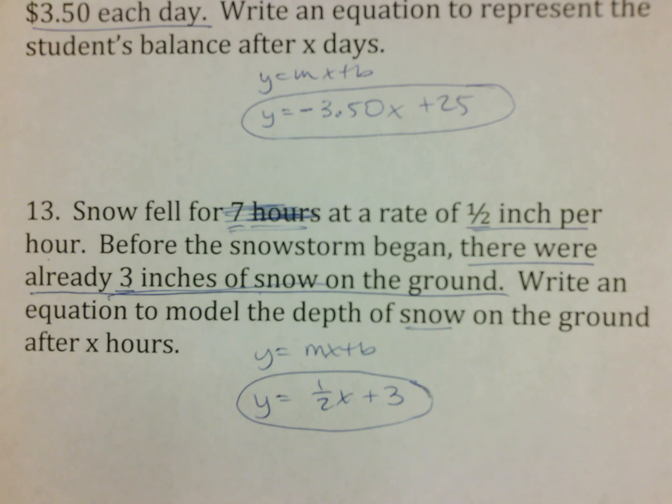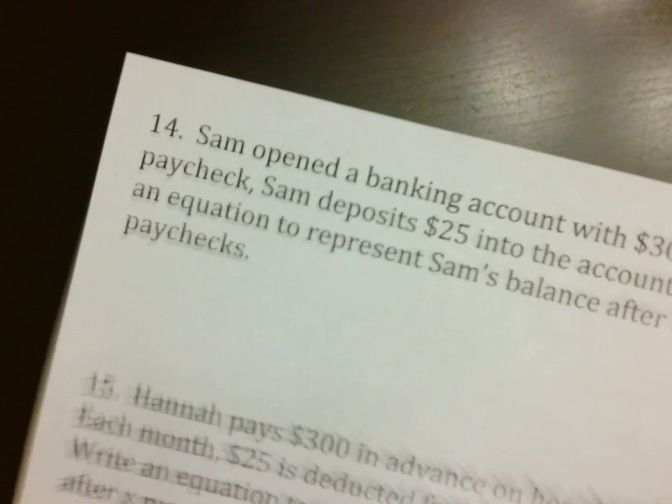What it does mean is that if you're talking about the amount of snow on the ground, don't plug in an 8, a 9, or a 10, because it only snowed for 7 hours, and so it would go against what the problem initially told you.